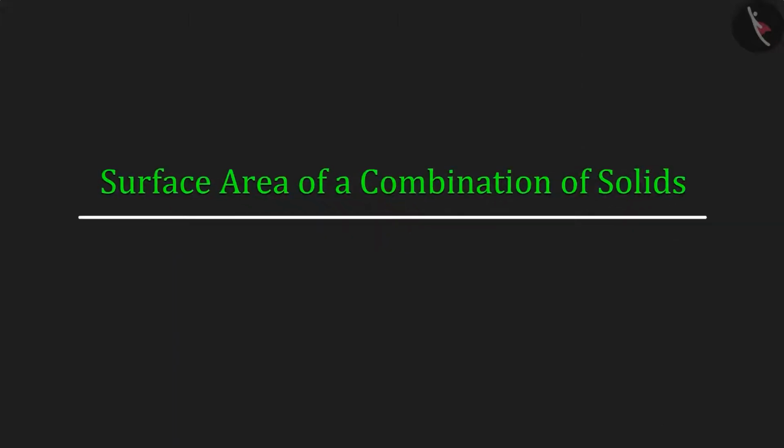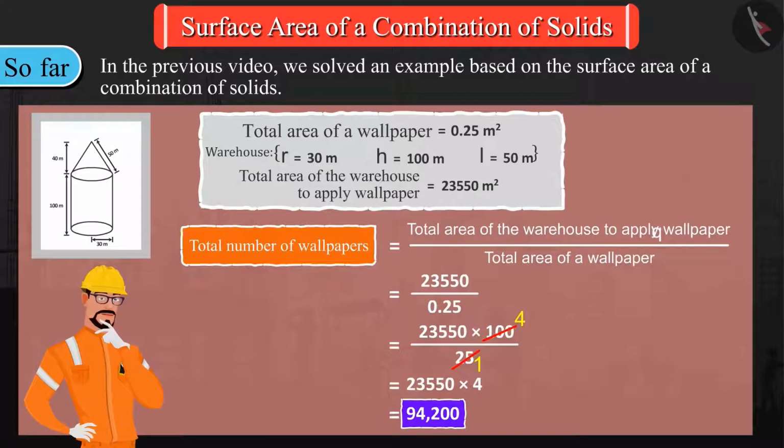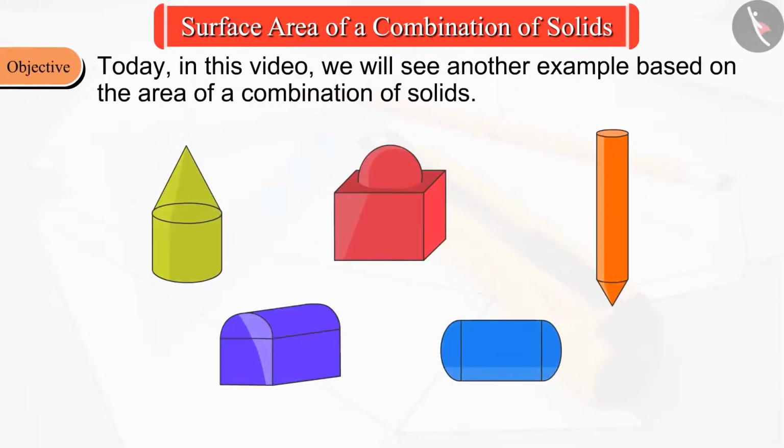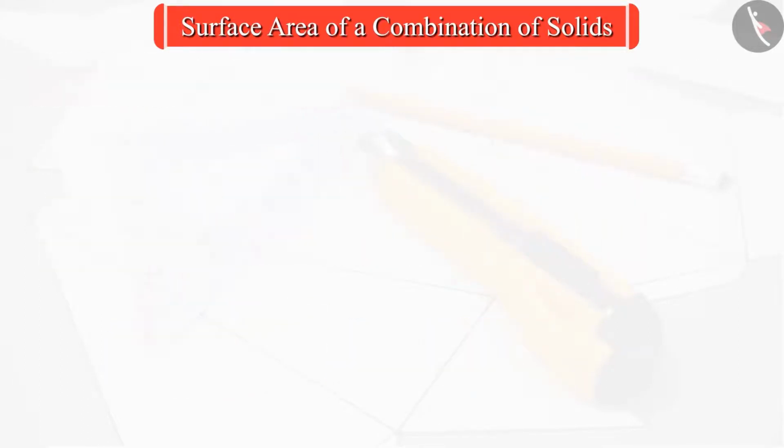Welcome to this video. In the previous video, we solved an example based on the surface area of a combination of solids. Today in this video, we will see another example based on the area of a combination of solids.